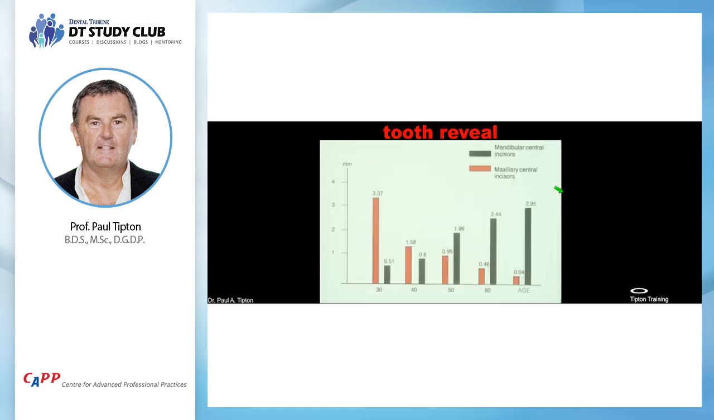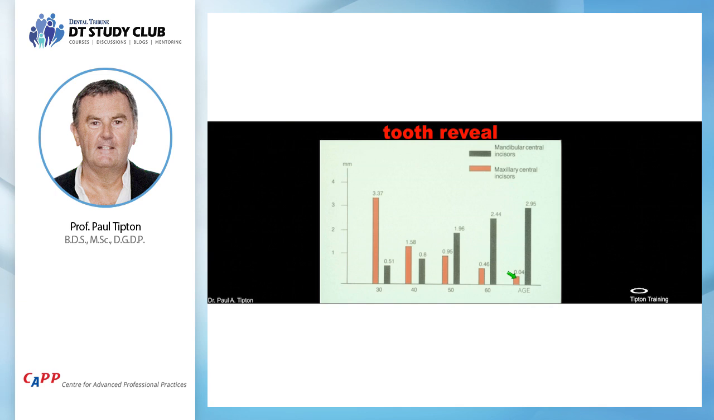So important that we understand what happens to the amount of tooth tissue that we show with age. So here's a nice graph that shows when we're young, we show a lot of upper tooth, minimal lower tooth. But what happens with our lips at rest as we get older? We show lots of lower tooth and very minimal upper tooth. So really important that we can understand what is nature. This is nature.